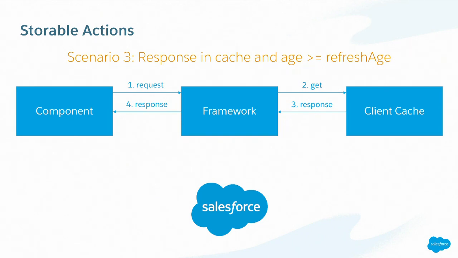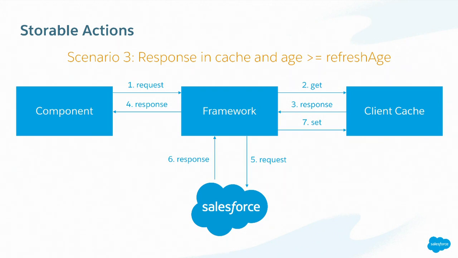You get your data right away. But the framework says, I really want to be sure that the data is fresh. So behind the scenes, after I sent you the response, I make a request to the server for that data. I get the response. I set it back to the cache.